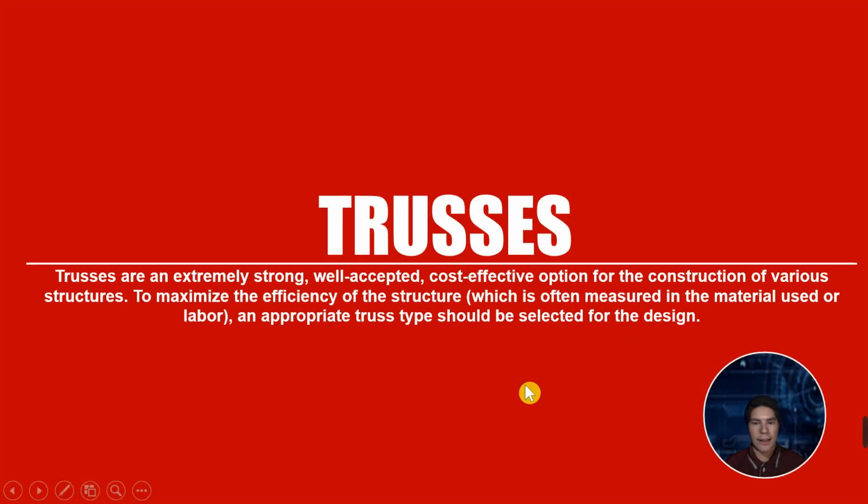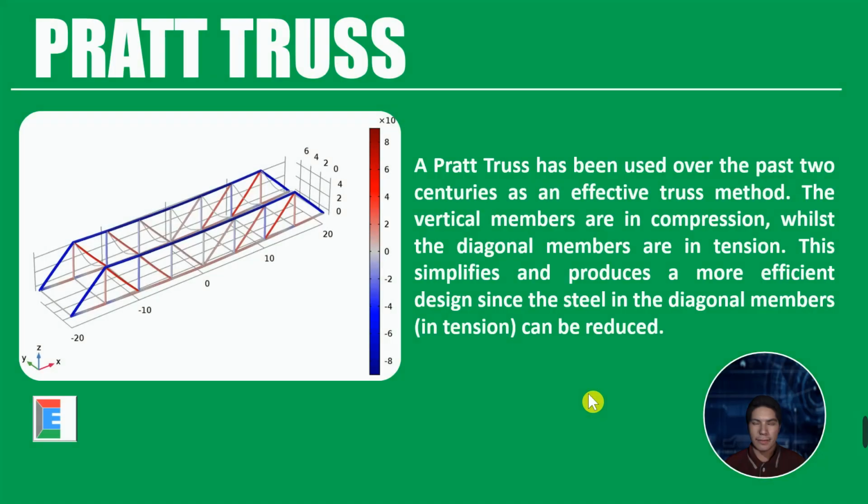So trusses. Trusses are extremely strong, well accepted, cost-effective options for the construction of various structures. To maximize the efficiency of the structure, which is often measured in material use or labor, an appropriate truss type should be selected for the design. So these are the types of truss.